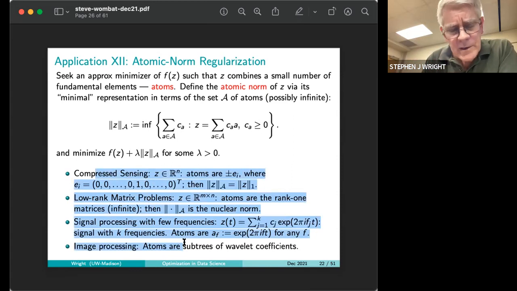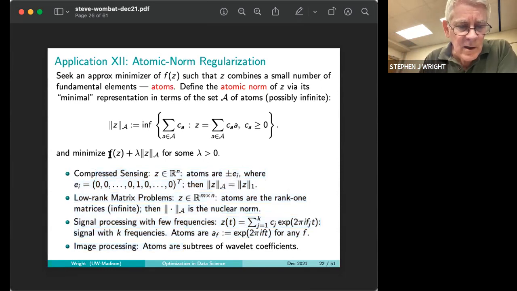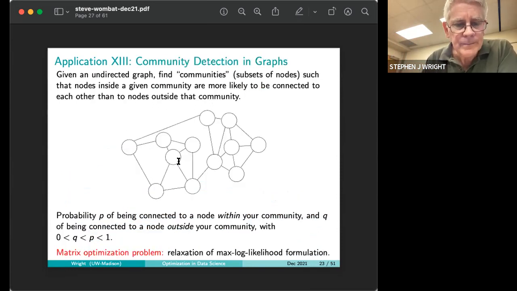So they identified a whole bunch of common problems with that sort of structure, and they came up with a common way to express them and to write down objectives that will give you the kinds of solutions that you're looking for. Notice that this looks a lot like that L1 penalized least squares problem that I mentioned right at the start, back in the first or second application.